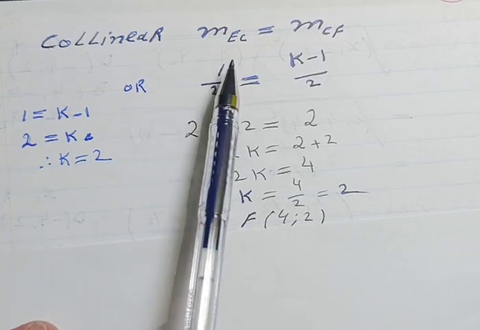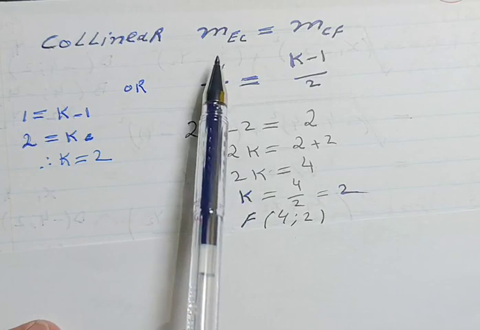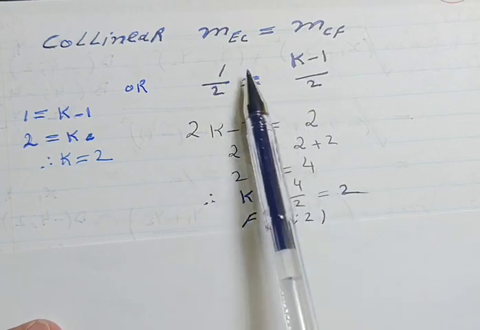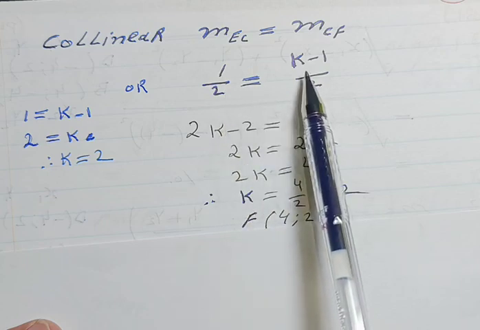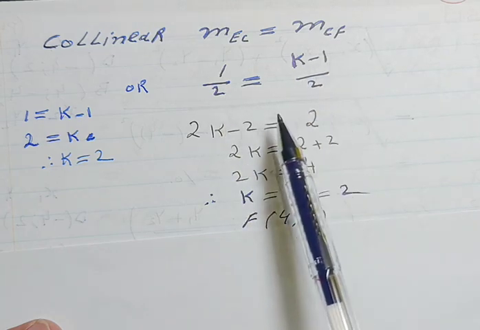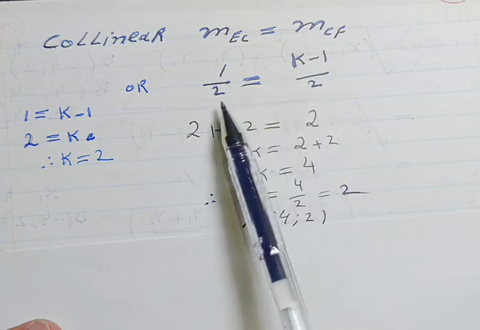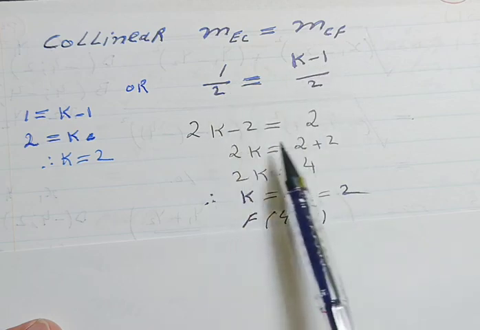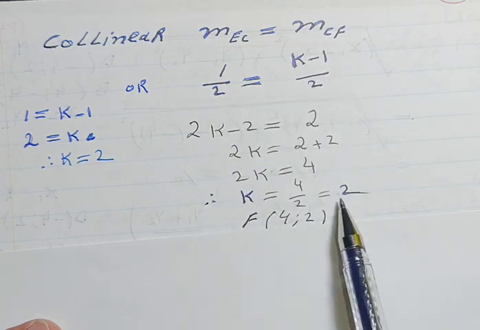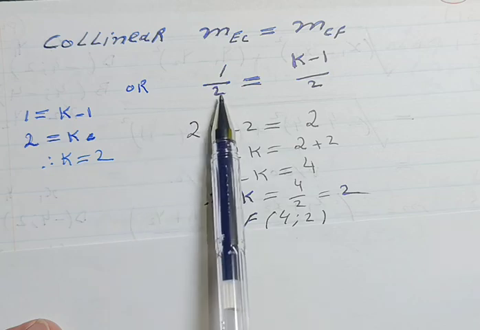So collinear points, which means MEC must be equal to MCF. Both gradients I'm going to equate, and then MEC I got 1 over 2 and K negative 1 over 2, that is gradient between C and F. Now I'm going to cross multiply, and this becomes 2, and this becomes 2K minus 2, and then simplify, the K value is 2.